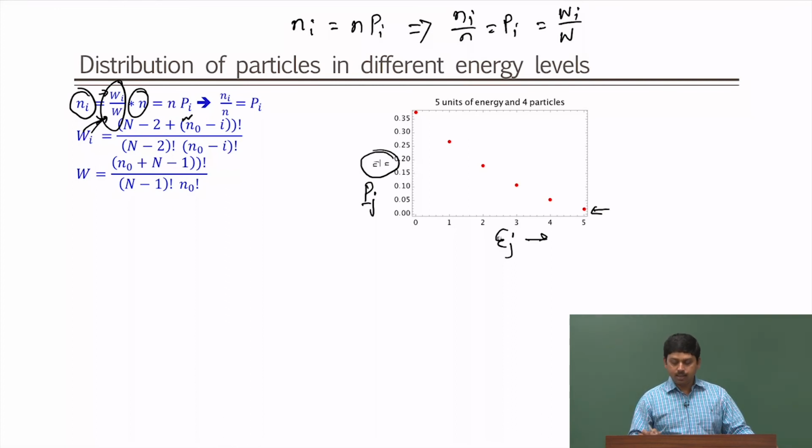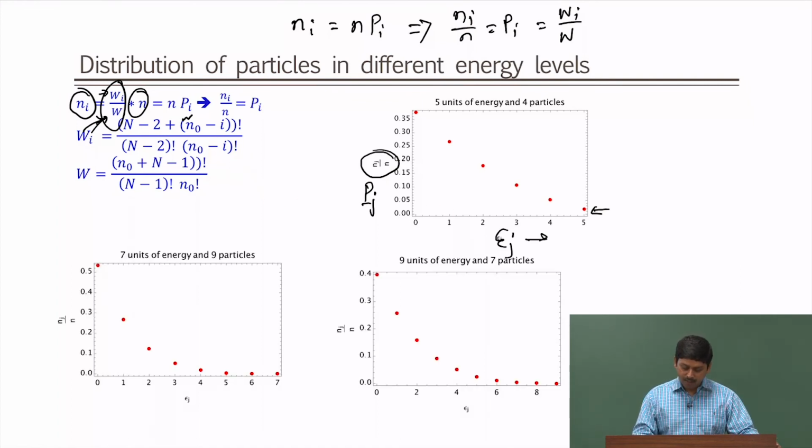And that is what is shown in this particular graph using 5 units of energy and 4 particles. And the formula for getting that is given here. So, this W will give you all possible microstates combining all distributions. And this W i will give you the number of microstates in which a particle will occupy the ith energy level. When you do that, you get this particular one.